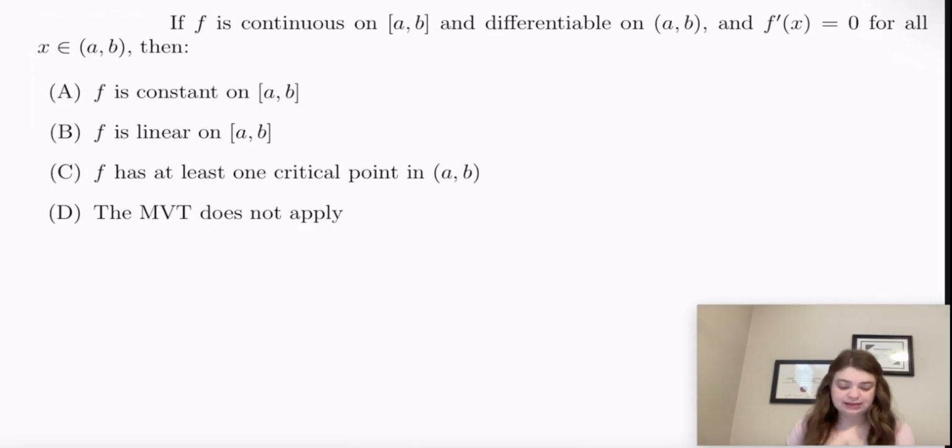Okay, so the next one says if f is continuous from a to b and differentiable on a to b, and the derivative of f of x is equal to 0 for all x from a to b, then what does that mean? Well, let's think about that. Consider that the derivative means rate of change. And so if they're saying the rate of change is 0 for all x on a to b, that means that f must be constant, right? If the rate of change is nothing, if the rate just stays the same, it must be constant from a to b. And so my answer would be that A is correct here.